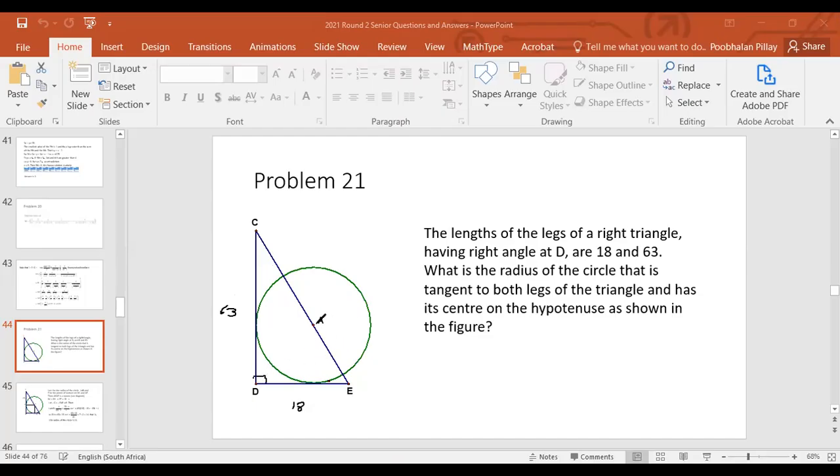And you got a circle here. We don't know where the center of the circle is. It's somewhere along the hypotenuse. That's what we know. But the circle is tangential to the 2 sides of the triangle. It's a nice circle which is sitting comfortably inside this right angle triangle. And the question is now, what is the radius of the circle?